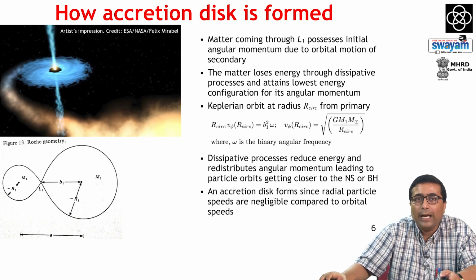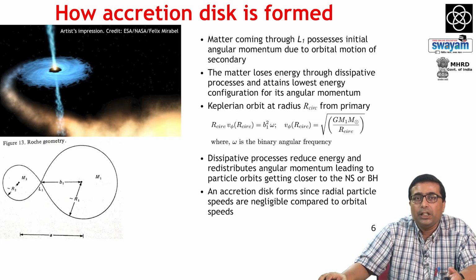Now, the Keplerian angular momentum increases outwards, and therefore, if this matter has to go in towards the primary star, it has to lose angular momentum. How does it do it? Most of the particles will orbit closer and closer to the neutron star or the black hole, losing their angular momentum, and this extra angular momentum will be taken away by a few particles which will go outwards and will gain angular momentum.